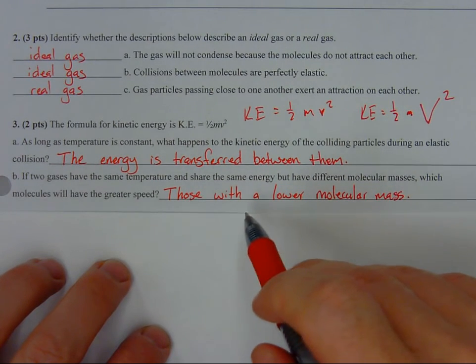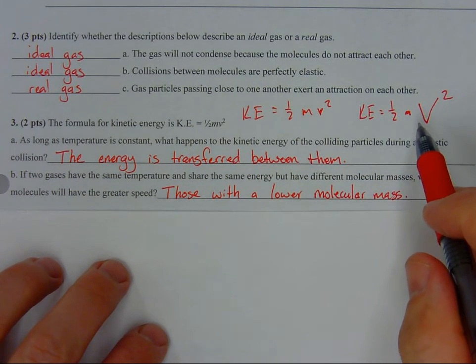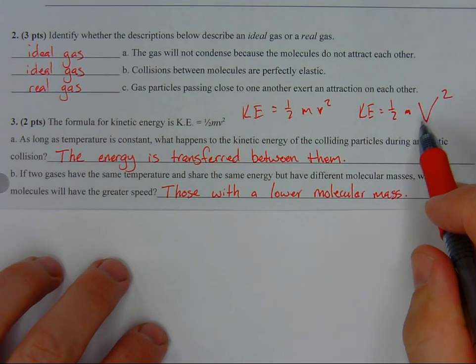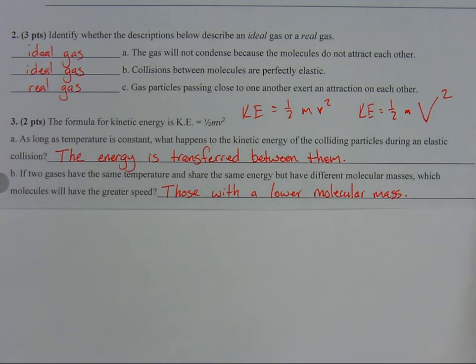So those with a lower molecular mass, smaller m, will have a bigger velocity, a larger value for v.